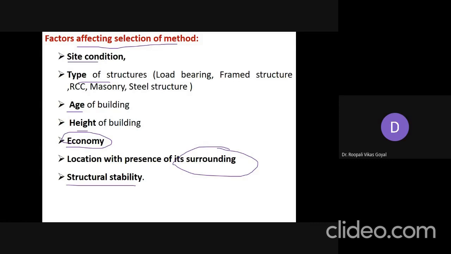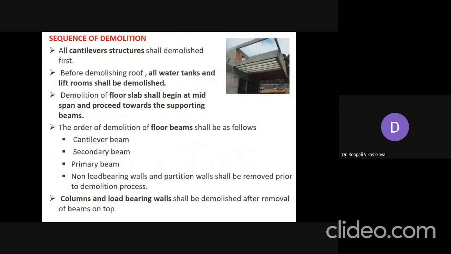So these are all the factors that you have to consider before starting your actual demolition. Okay, so generally as a set rule, you can say, sequence of demolition. कैसा होना चाहिए sequence of demolition? So as per this, all cantilevers, means supported from one side. So here there is a cantilever, it is supported from one side. So such cantilevers are to be first demolished. Okay, and before demolishing the roof, जब हम roof demolish कर रहे हैं, all water tanks and lift rooms shall be demolished. पहले water tank and lift remove करो, then after you have to go for the roof.